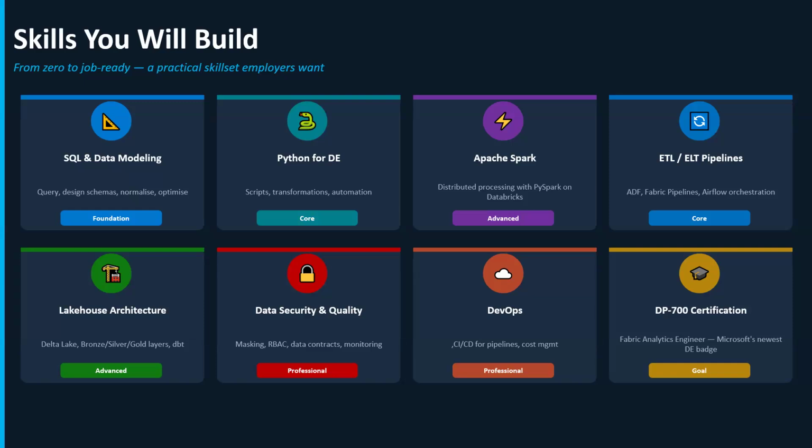It's not Fabric Analytics, I think I mistyped it. It's the Fabric Data Engineering certification. You can attempt it as well, so that you will get the data engineering badge officially from Microsoft. Okay. So we are going to learn SQL, Python basics and Spark, of course in Databricks, pipeline development, lakehouse architecture, security, basic DevOps, and certification as well.